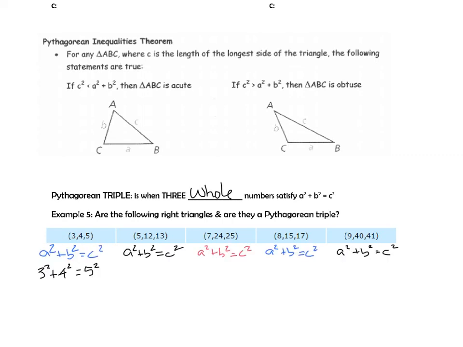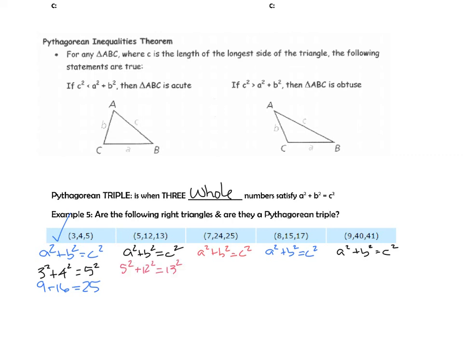All right, so if we plug in 3 squared plus 4 squared equals 5 squared, remember, make sure the biggest number is identified as the C. Don't mess that up. If we work that out, we get 9 plus 16 equals 25, so 25 equals 25. Check mark, yes, 3, 4, 5 is a Pythagorean triple, and it is a right triangle.